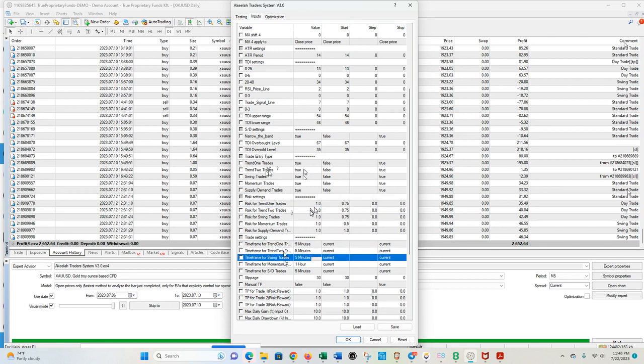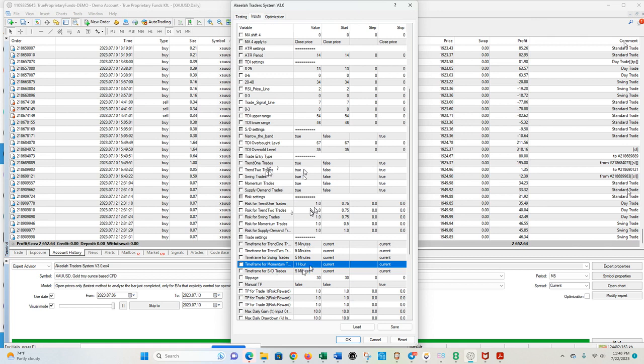So these first three strategies, the Trend 1, Trend 2, and Swing, these are more of our basic strategies, and these were trading on the 5 minute time frame. The two advanced strategies that we have, the momentum and the supply and demand, the time frame for the momentum one, we set to the 1 hour. And this is all based on our recommendations. We have a published list of recommended settings, and these are the recommended settings for gold.